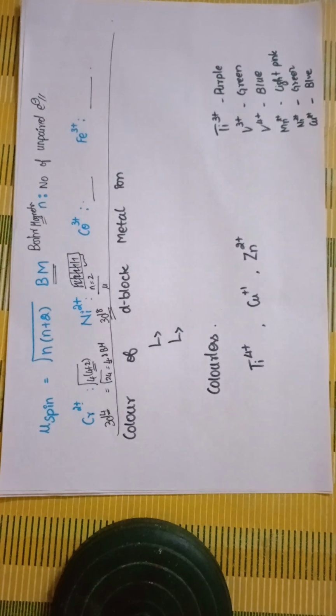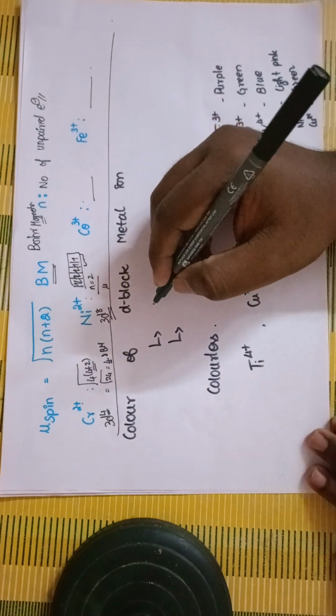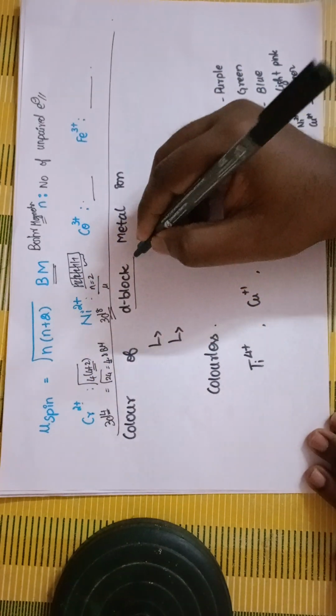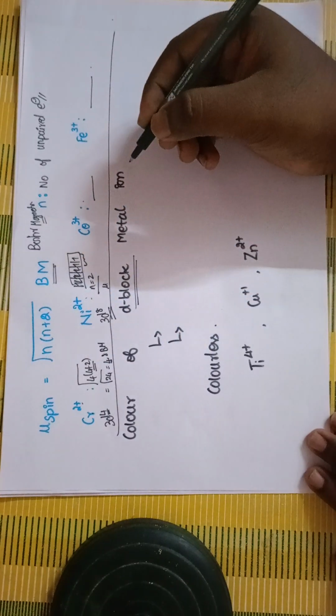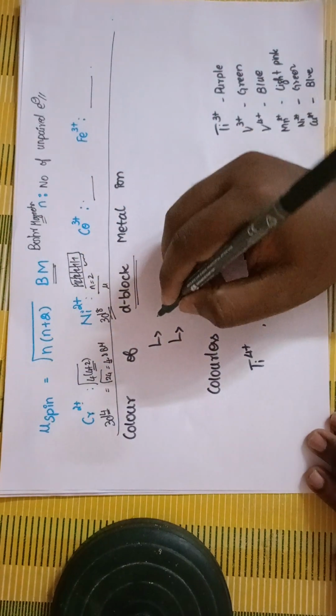Some compounds exhibit very light color. Some compounds exhibit intense color. In coordination compounds itself, we have discussed the reason for color. Crystal field theory gave the proper explanation. Now, what is the reason for color? Why do d block elements exhibit different colors?